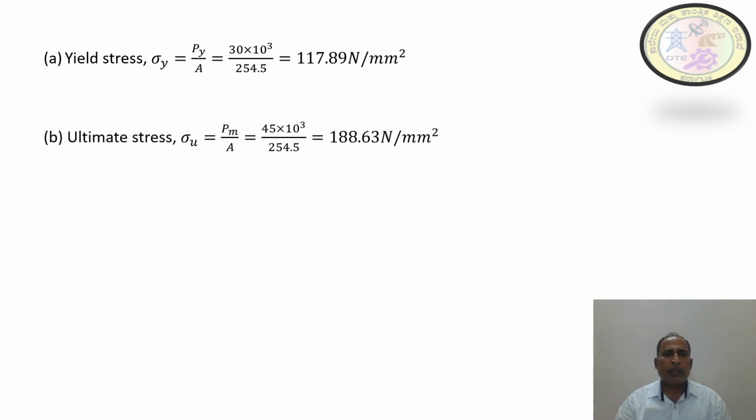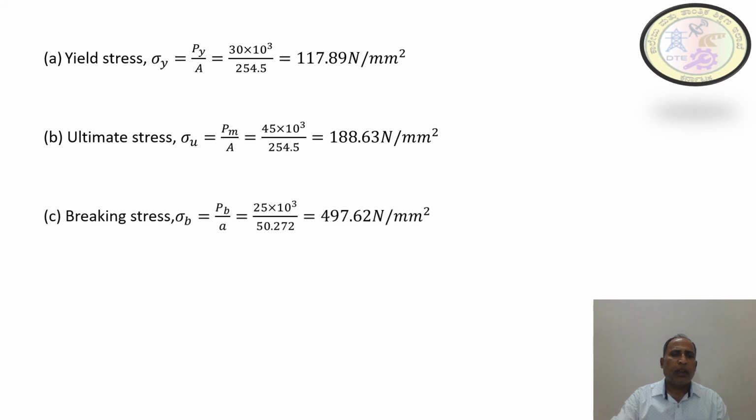And ultimate stress is the ratio of load at ultimate point, or the maximum load, by original cross sectional area. So maximum load is 45 kilonewton, that is 45 into 10 raised to 3 Newton divided by 254.5 mm square. Therefore, 188.63 Newton per mm square.